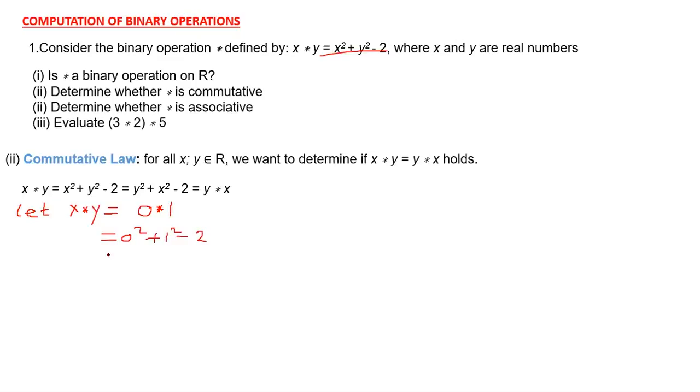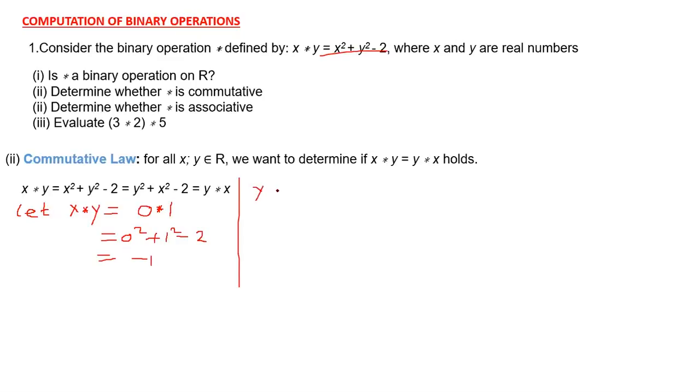And then when I solve this out, I'm going to have my answer to be 1 minus 2, I'm getting -1. So this is my left hand side. Now let me deal with my right hand side.